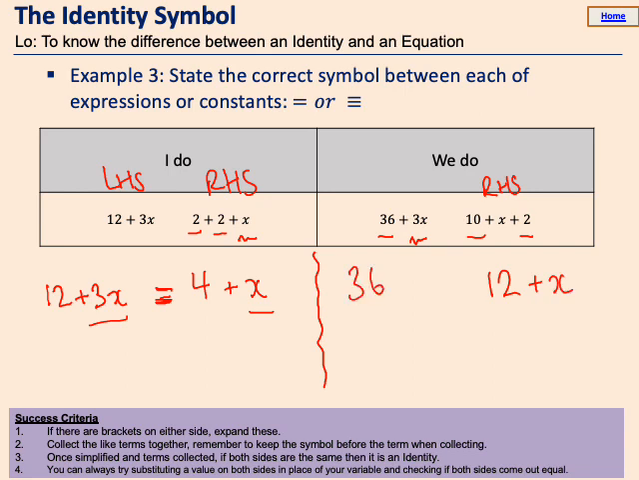On the left-hand side, sorry, we have 36 plus 3x. So these here are not going to be equal for all values of x. We have different constants on each side, and we have different algebraic terms. So it's most appropriate to put an equal sign in here.